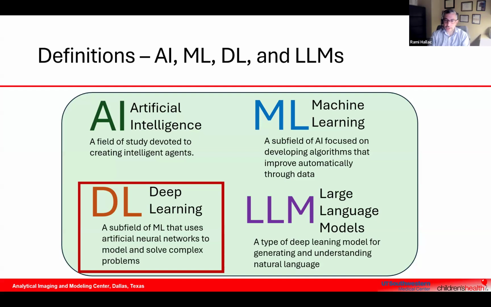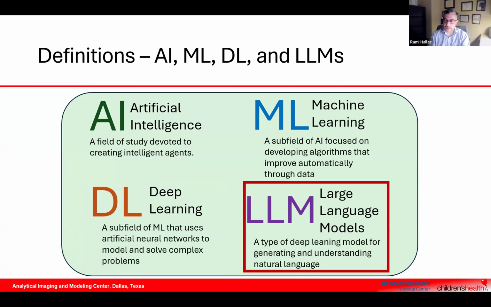On a different track, we have large language models. These are AI systems focused on language. They understand prompts and generate human-like responses by predicting what words come next. ChatGPT is a good example. So while all of these fall under the umbrella of AI, they serve different purposes.